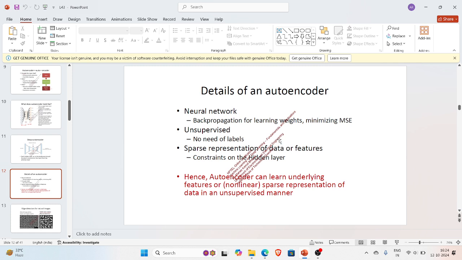So this is backpropagation for learning the weights. We minimize the mean squared error. So no labels are required.